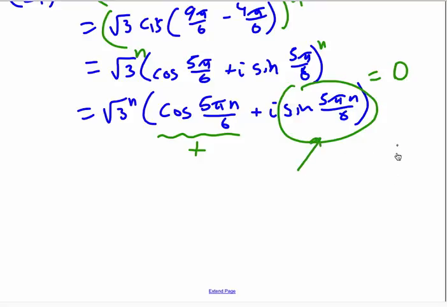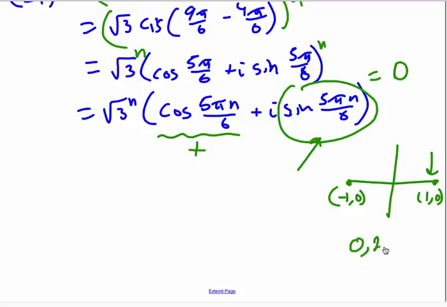So let's take a look at this. When is sine equal to 0? Well, sine is equal to 0 here, and sine is equal to 0 here. But cosine is only equal to 1 right here. So we're talking about this angle, which is going to be equal to 0 or 2 pi or 4 pi. So it's going to be some multiple of 2 pi.